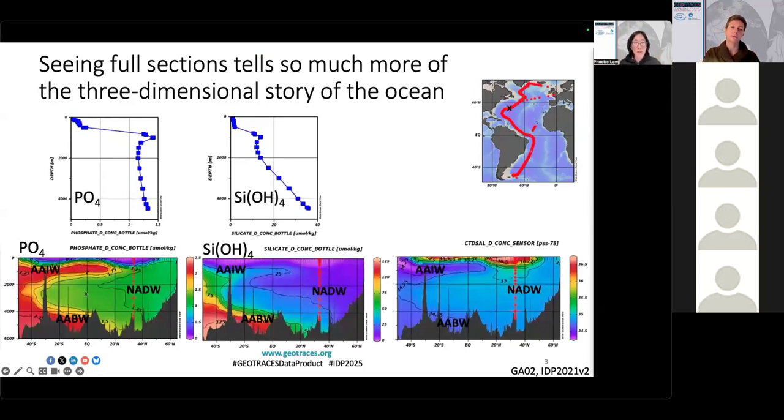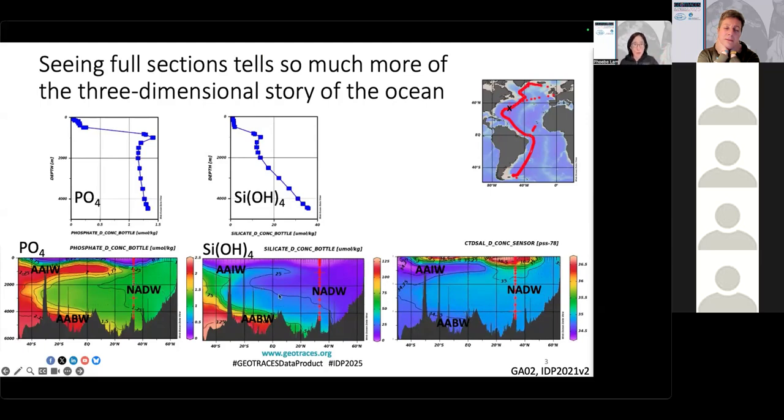So this is the phosphate section along this section here, the silicate distribution along this section here, and the salinity distribution. And what you see are these big tongues of nutrients and salinity. And I plot salinity here because salinity is a conservative tracer and is not affected by regeneration or uptake, and it shows really this tongue of low salinity water indicating Antarctic intermediate water, this tongue of slightly lower salinity than this water indicating Antarctic bottom water, and then this tongue of high salinity water indicating North Atlantic deep water.